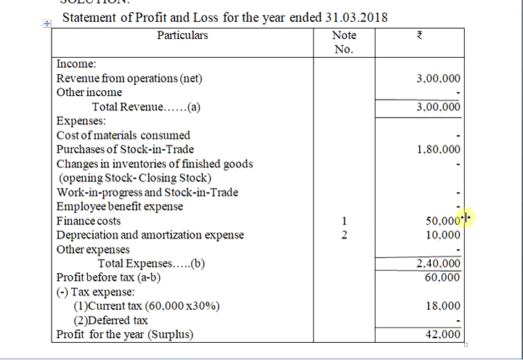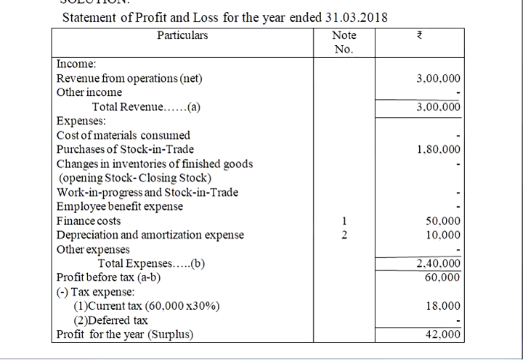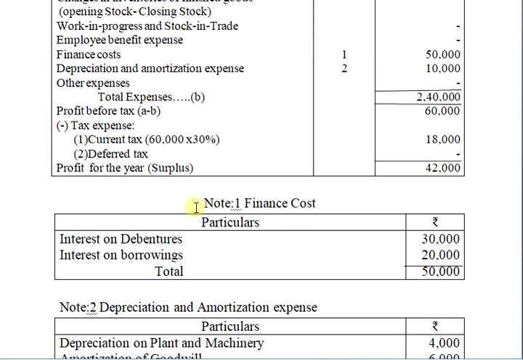Note number 1, amount is 50,000. How we got this 50,000 finance cost? You can see here, interest on debentures 30,000 is there, interest on borrowings 20,000, both put together it becomes 50,000. We need to maintain a separate note. I will show the note here. See here, note number 1, finance cost: interest on debentures 30,000, interest on borrowings 20,000, total it becomes how much? 50,000. So finance cost note number 1 is of 50,000.